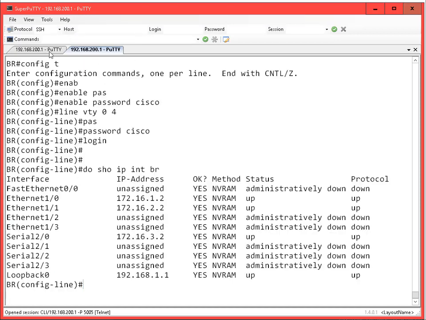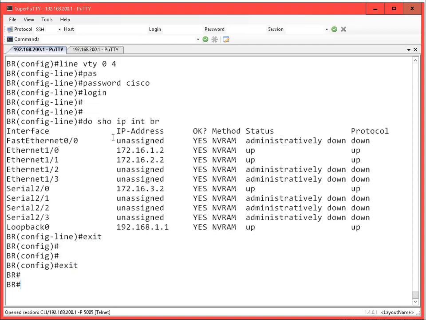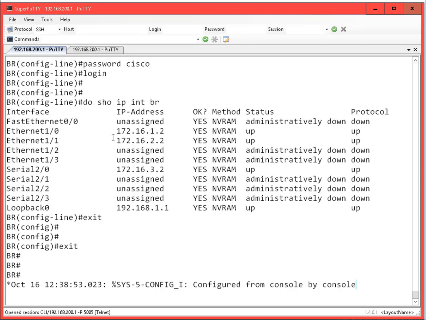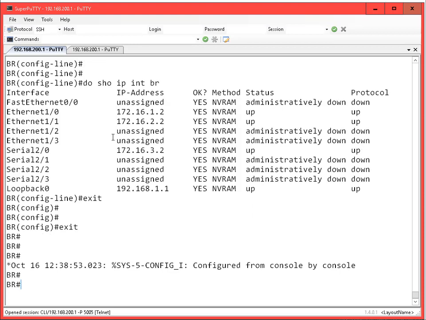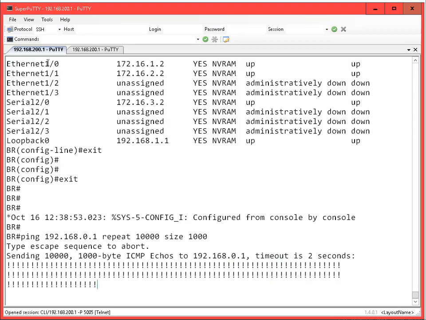So I'm going to start a ping on my branch router, and then I'm going to shut down the interface that goes from the branch router over to the HQ router, the top link. So let's start our ping: 192.168.0.1, with a repeat of 10,000 and a size of 1,000 bytes. All right, so my pings are going now.